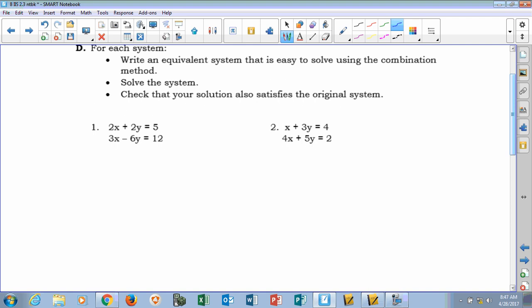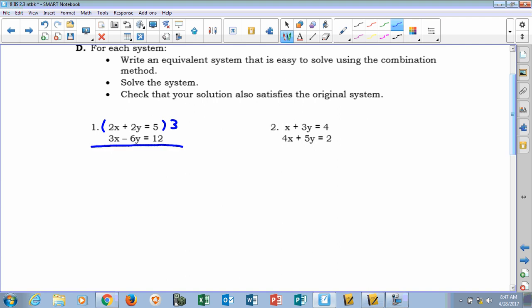Which equation do you think is going to be easier to change, the top one or the bottom one? Top. Why would you say the top? Because if I do the 2 and 3, I have to change both of them. But if I do the y's, 2 can go into 6 evenly. What would I multiply the top by so we can get an elimination? 3. Or you could do negative 3 and subtract. Either way, you can't go wrong. So we'll multiply by 3.